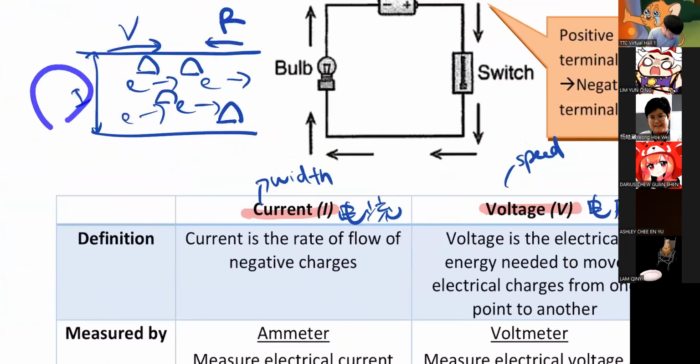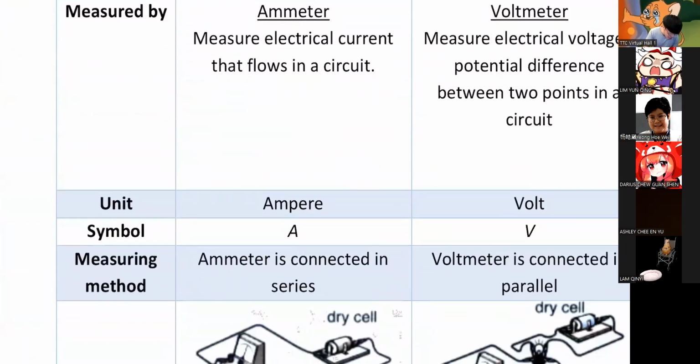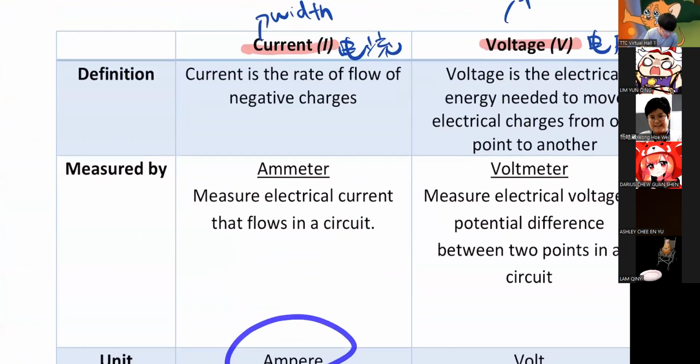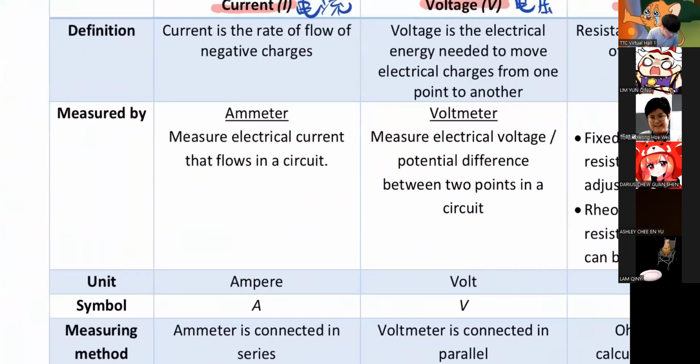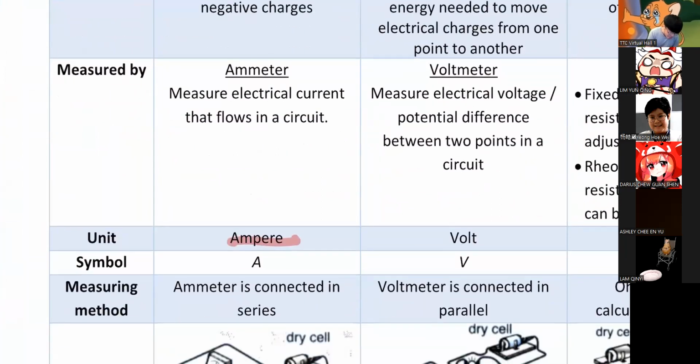Okay, so 3 things you have to understand. Let's look at the unit. How do we measure current? This one you need to memorize. We use the unit ampere, and the symbol, again, we use A.